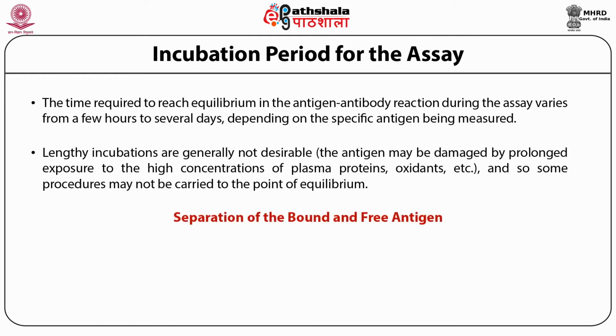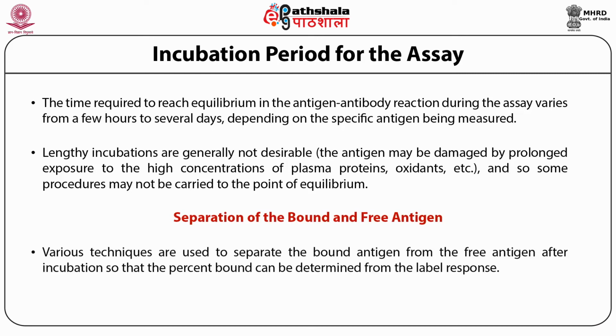Then the separation of the bound and free antigen. Various techniques are used to separate the bound antigen from the free antigen after incubation so that the percent bound can be determined from the label response. The immune complex is a protein containing substance that can be precipitated with high concentrations of various salts like ammonium sulfate, sodium sulfate, or organic solvents like acetone and ethanol. Precipitation is one of the most widely used separation techniques.